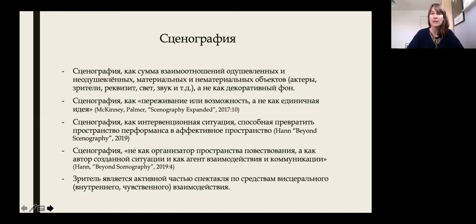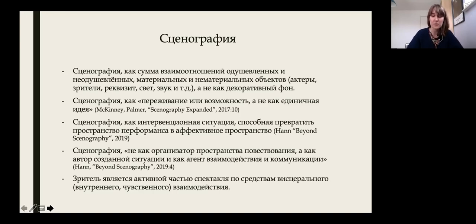First of all, I would like to explain how I understand set design. The most recent approaches to set design is related to understanding the role of objects and the interrelationship between the animate and inanimate objects as the main moving force of communication of performance, which can produce cognitive and effective influence on the audience.